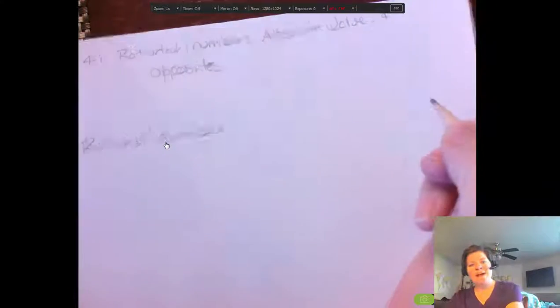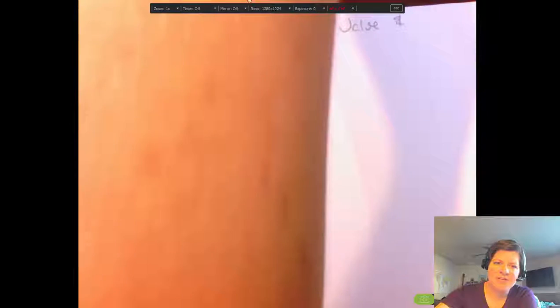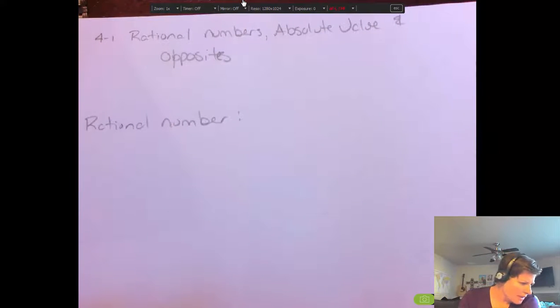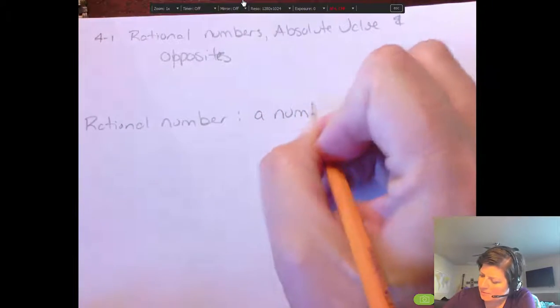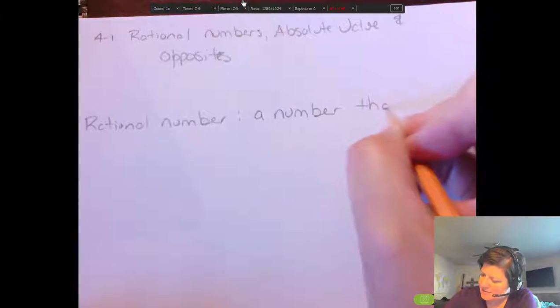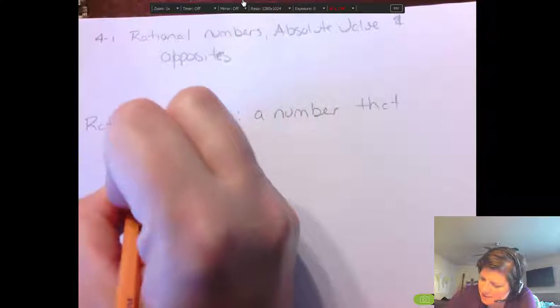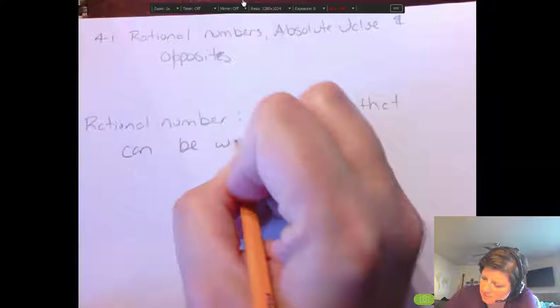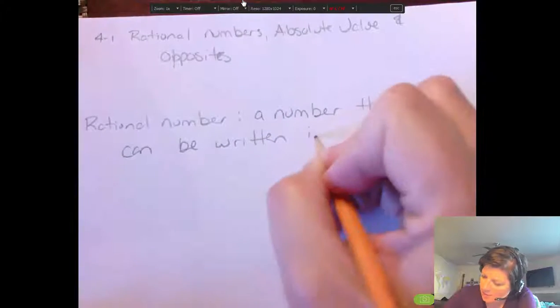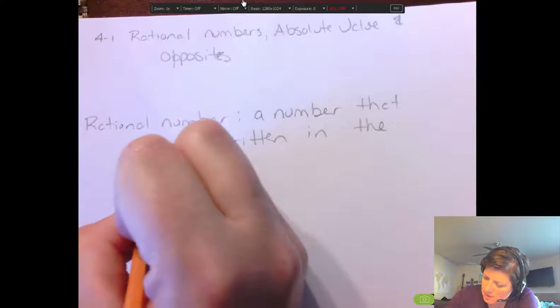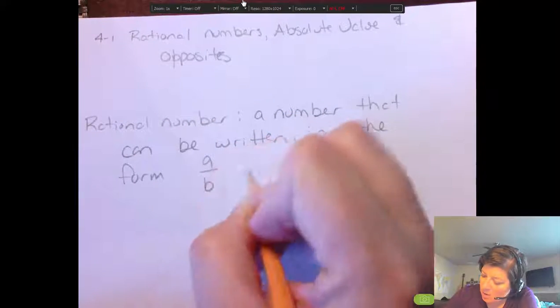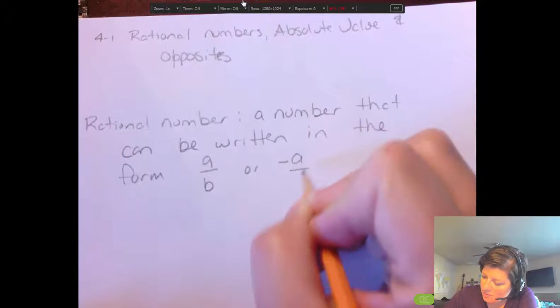We've looked at irrational and rational and all these definitions, and they get a little confusing. A rational number is a number that can be written in the form of a fraction. So we write that like this: a number that can be written in the form A over B or negative A over B.